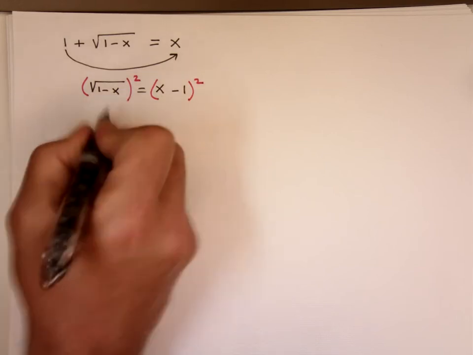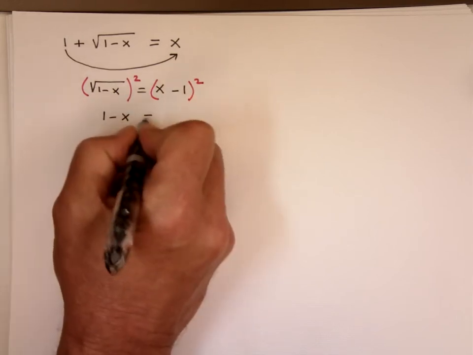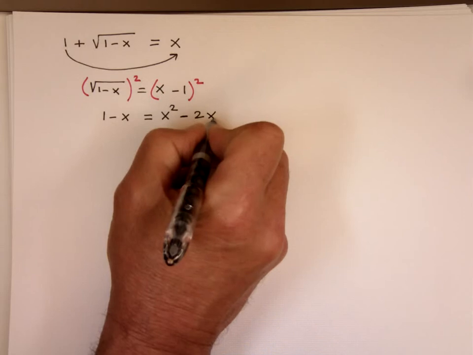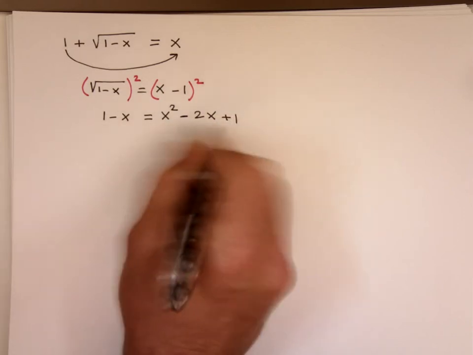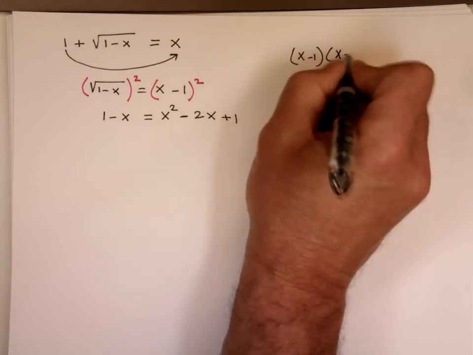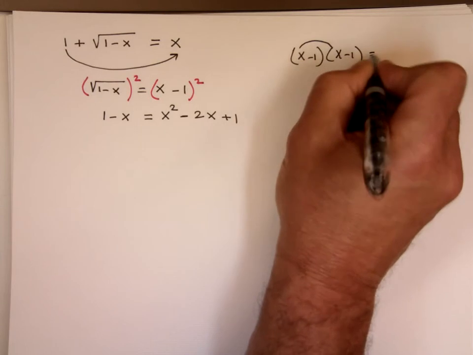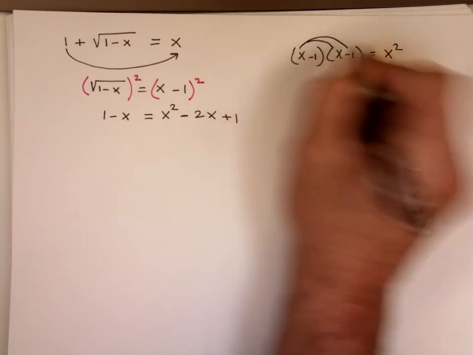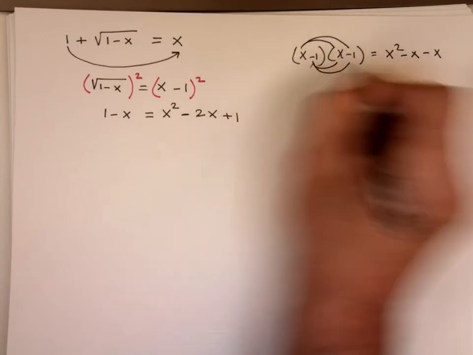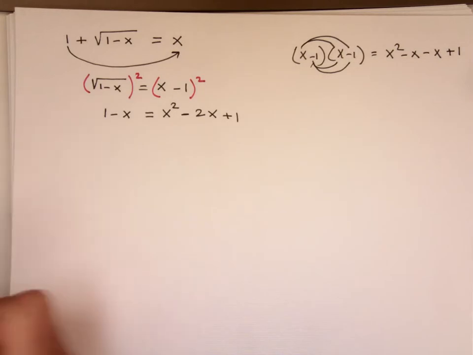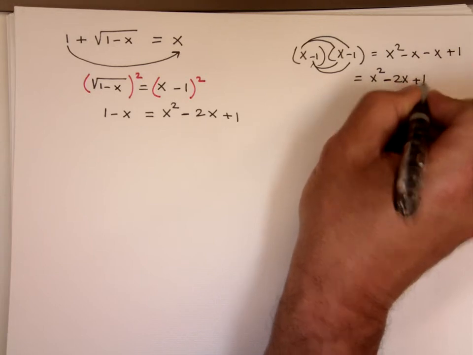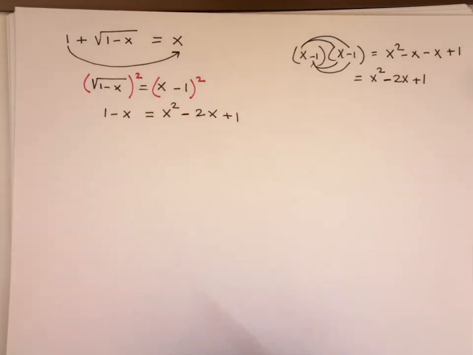This will be 1 minus x. This will be x squared minus 2x if you FOIL it, plus 1. Again, the way we came up with this answer is x minus 1 times x minus 1, the FOIL method. X times x, x squared, minus x, plus 1, which is what? X squared minus 2x plus the 1. So that's how I came up with that answer. I FOILed that in my head, but that's what the answer is.